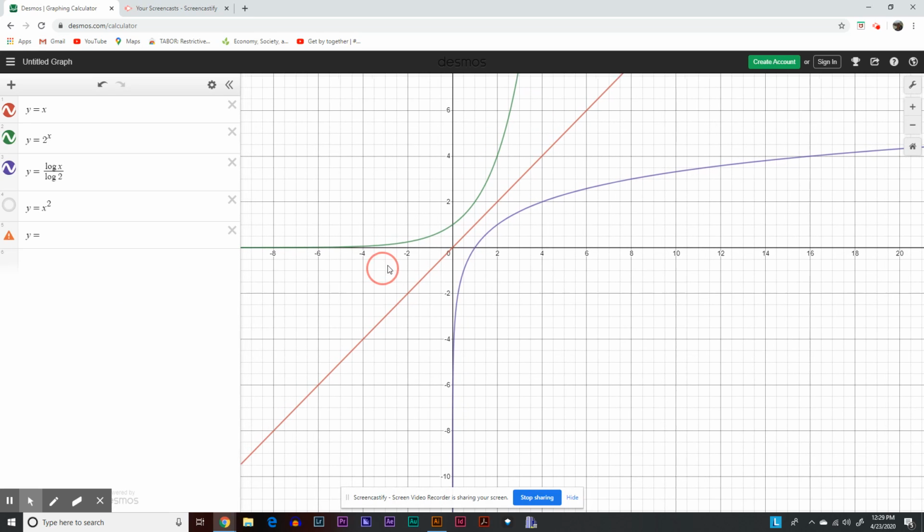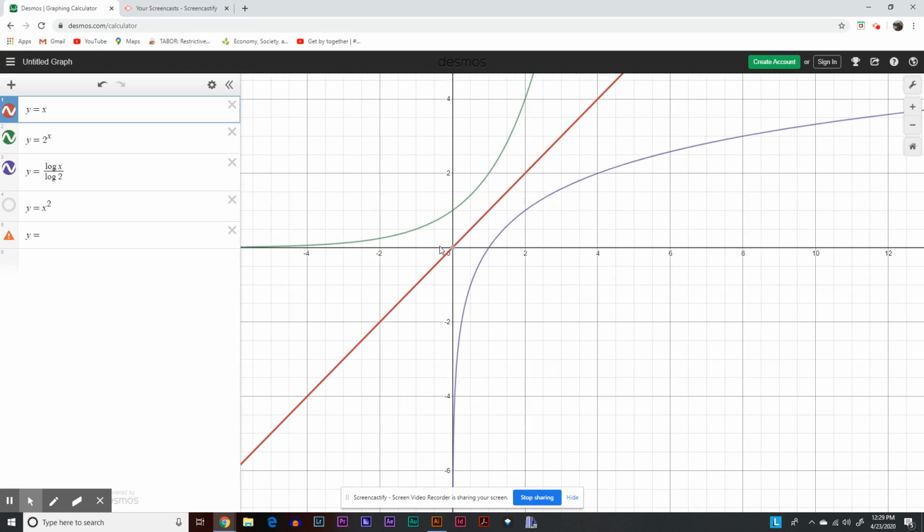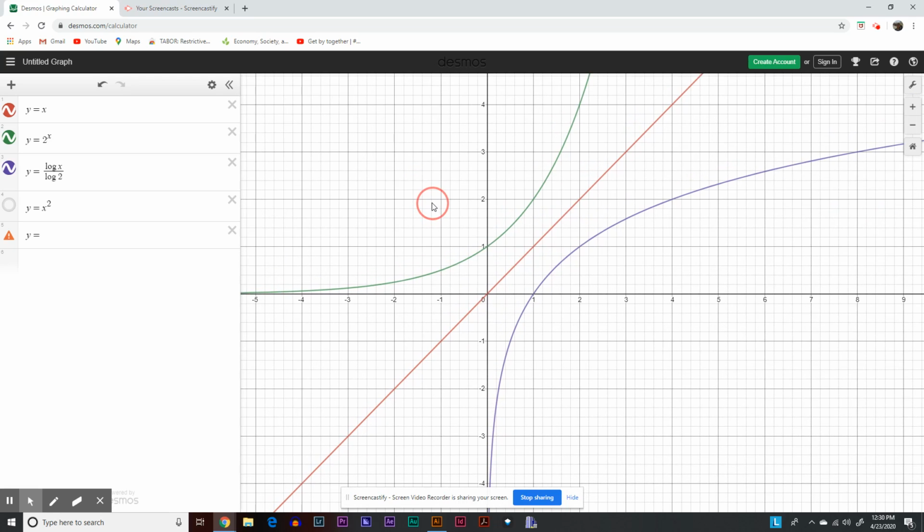Okay, sweet. So here's our graph. Again, we've noticed that the logarithmic function that I entered is a direct reflection over the y equals x axis of its partner exponential function, right?